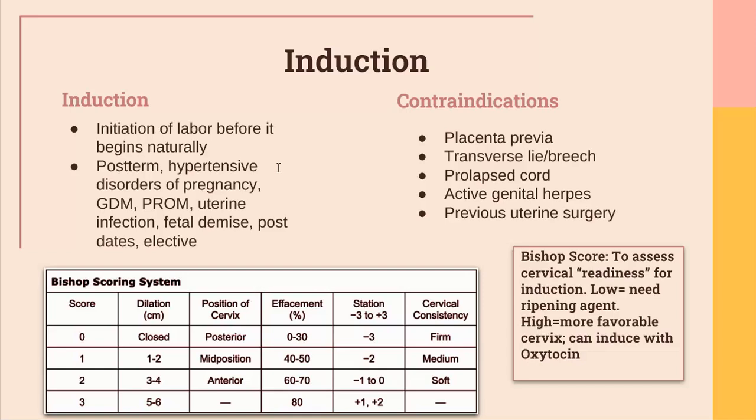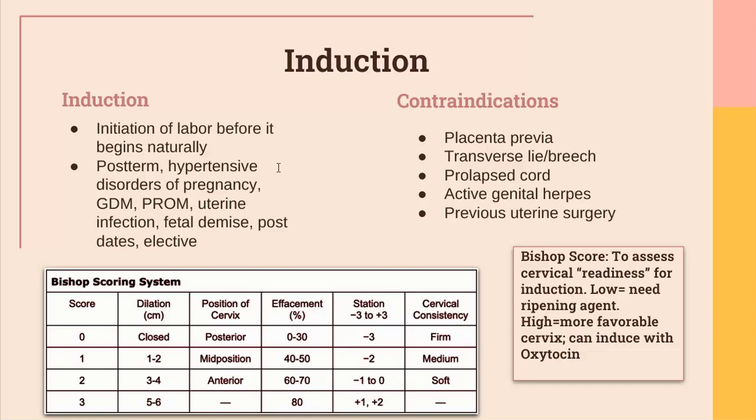They're contraindicated. So a Bishop score is something that you're going to need to know about, and that's assessing cervical readiness for induction. So the lower the score, the more a woman's going to need a ripening agent. The higher the score, the more favorable her cervix is. So you could induce her right with oxytocin, or right with some other kind of medicine like misoprostol.